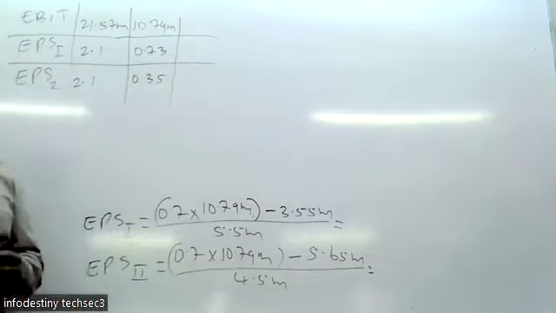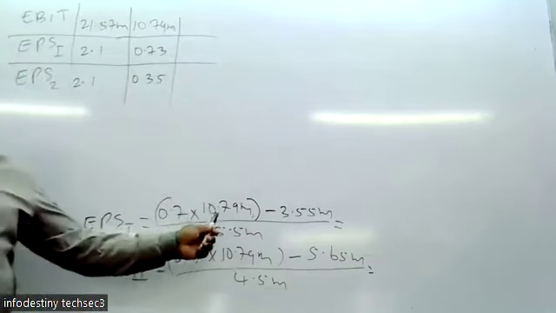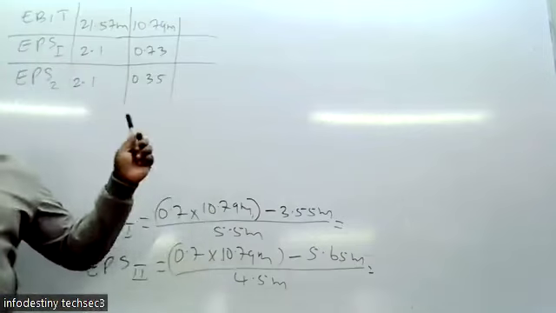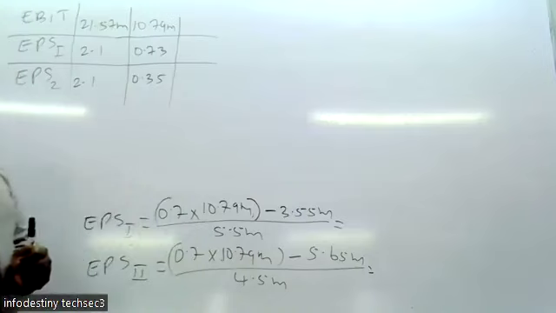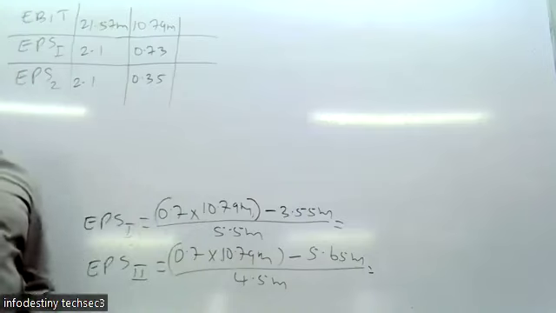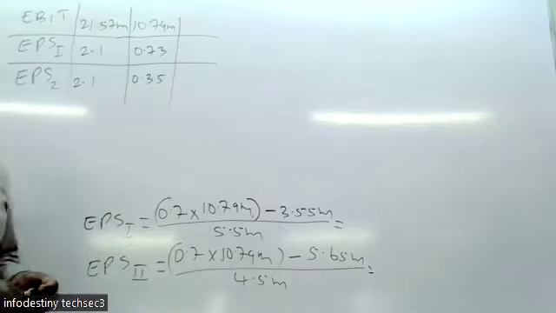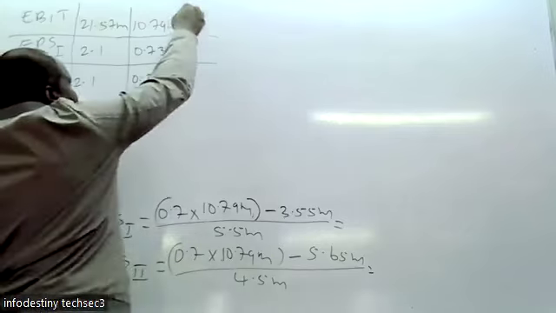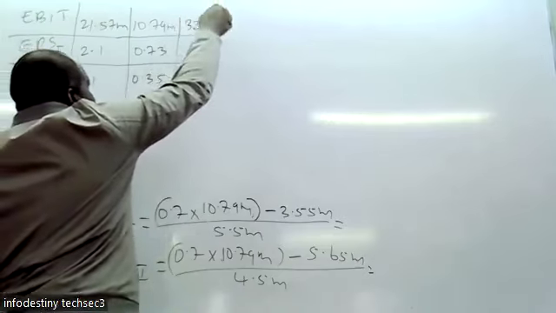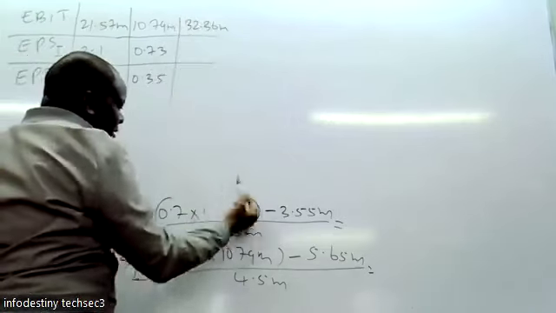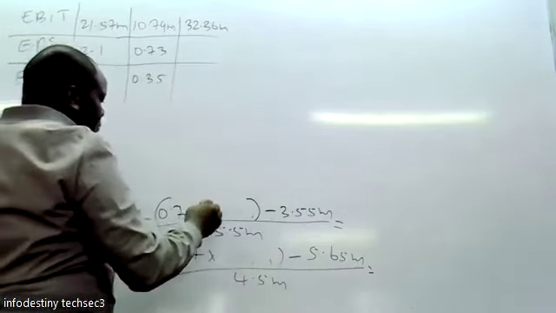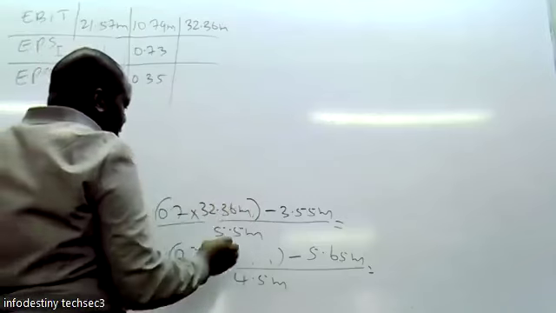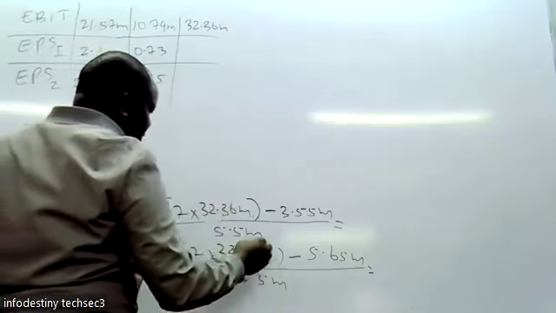Then, if one point comes down by a half, the other point will go up by a half. So when you add 21.57 plus 10.79, when we go up, we should get how much? 32.36. Still come down here, replace these figures by 32.36.